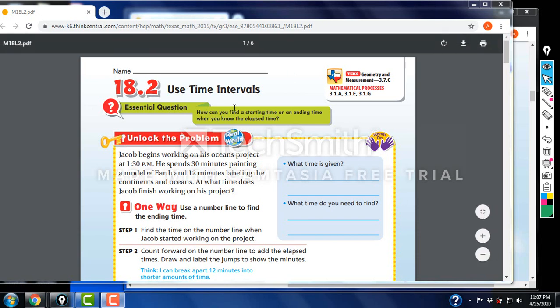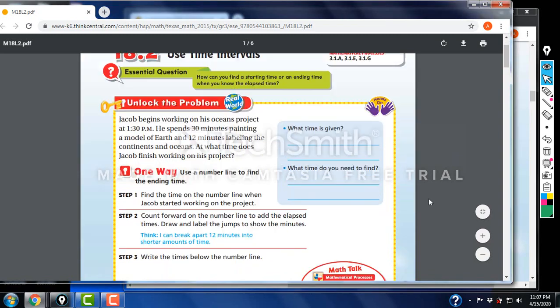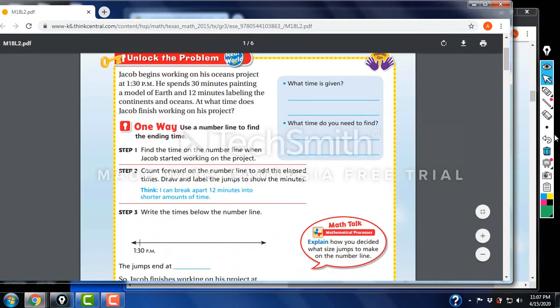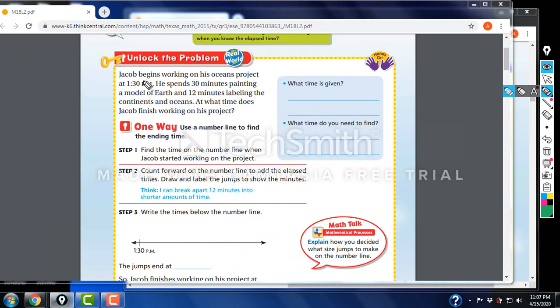We're looking at this section, and again, how can you find a starting time or an ending time when you know the elapsed time? So we're going to practice with this one right now. And again, they give you the information here. So Jacob begins working on his ocean project at 1:30. All right. So that's the time given here, right? 1:30. He spends 30 minutes painting a model of Earth and 12 minutes labeling the continents and oceans. Your question is, what time does Jacob finish working on his project?